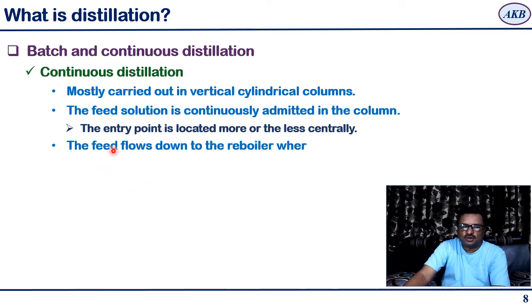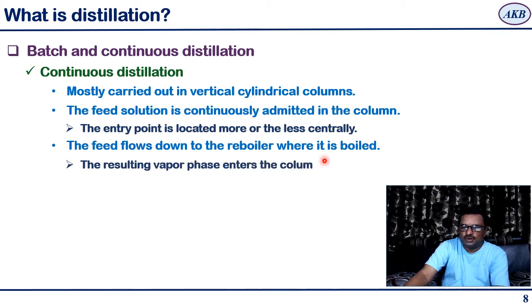After it enters the column, what happens? The feed flows down to the reboiler, where it is boiled. A reboiler is a device in which the feed solution is boiled. So the feed that enters the column flows down to the reboiler under the influence of gravity, and in the reboiler it is boiled.